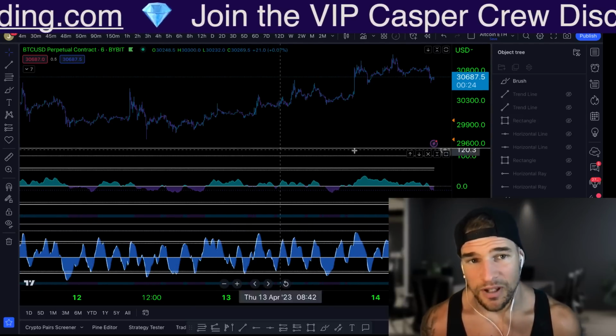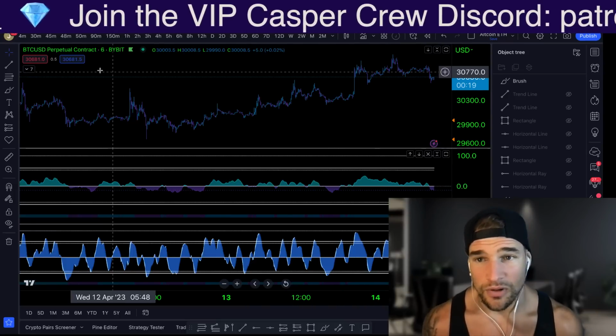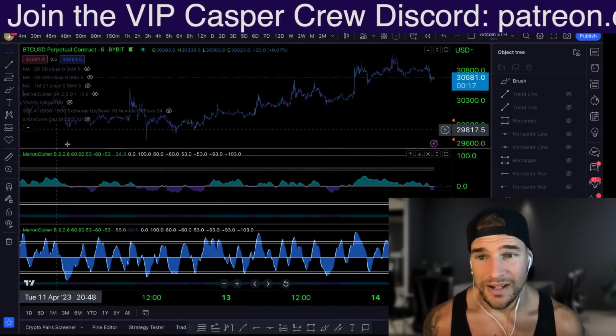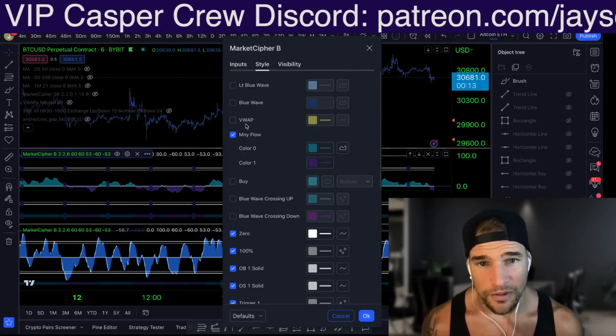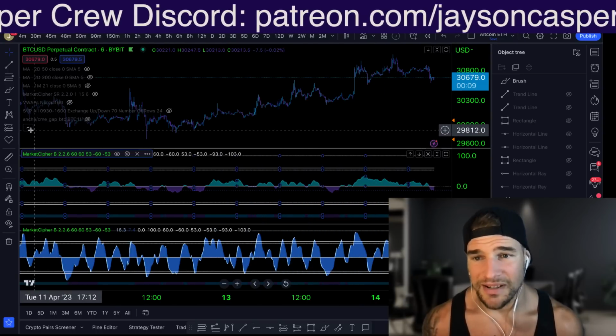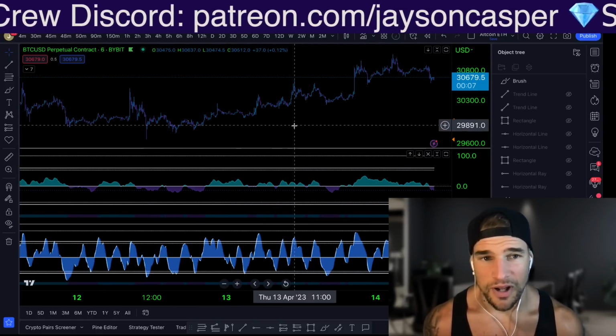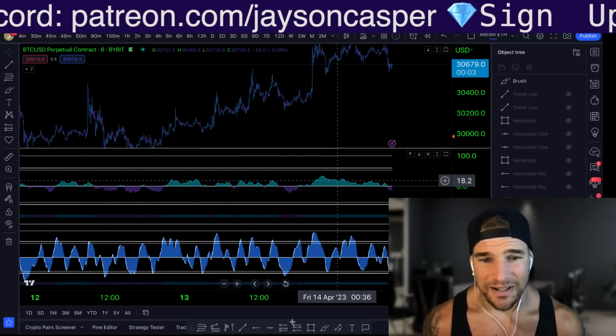As you can see, I have split my Market Cipher up into two different indicators. In order to do that, you just load Market Cipher B twice, and then click the gear, and you can check the things that you want on. Now, I don't usually separate my Market Cipher, but for the sake of this strategy, we are going to separate them so we can see the signals more clearly.